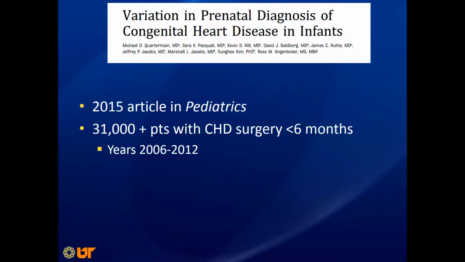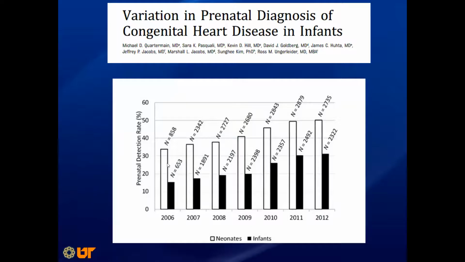This was a good 2015 article. They looked at 31,000 patients with congenital heart surgery at less than 6 months, from 2006 to 2012, so not that long ago, despite how not great we are at diagnosing prenatal heart disease. The white bars are neonates, the black bars are infants that needed heart surgery. The lower ones are lower percentage prenatally diagnosed, as you might expect for older kids. You're just recognizing them later. But still at the higher end, at the end of this study, it was still 50%-ish, so still not great.